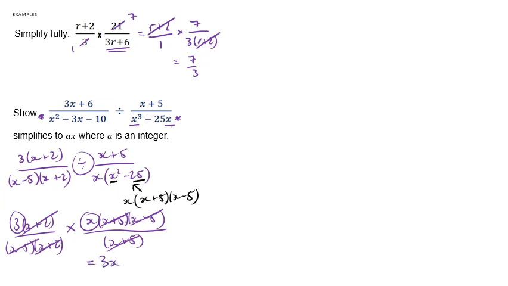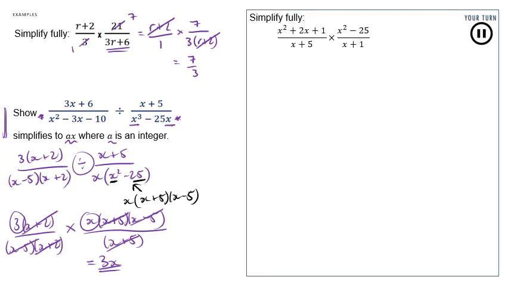And sometimes when you see questions like this, it may look a bit confusing the way it's asking us to simplify it to ax, where a is an integer. But it's actually really useful because when we get to the answer, we can just check that we have managed to get to that form. So yeah, 3 is an integer, so we've managed to get there. Pause the video and have a try with this.